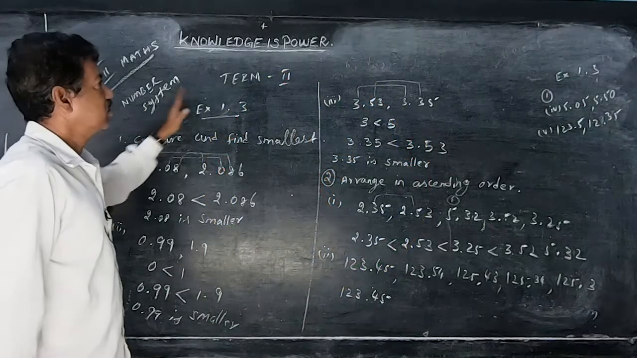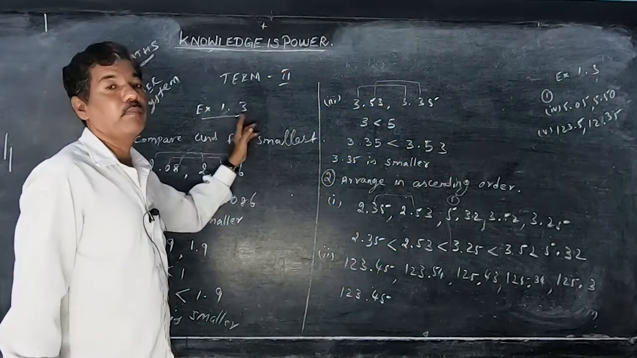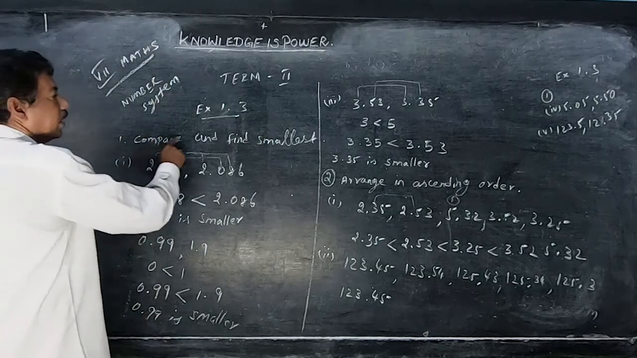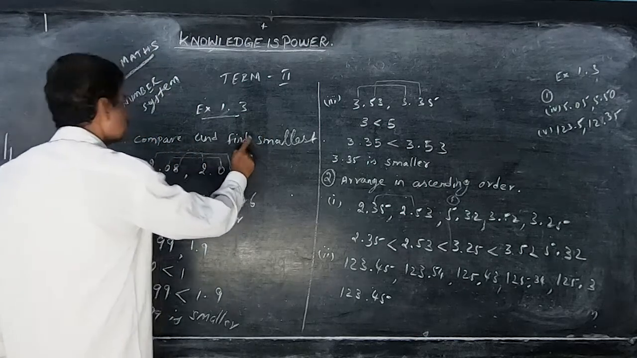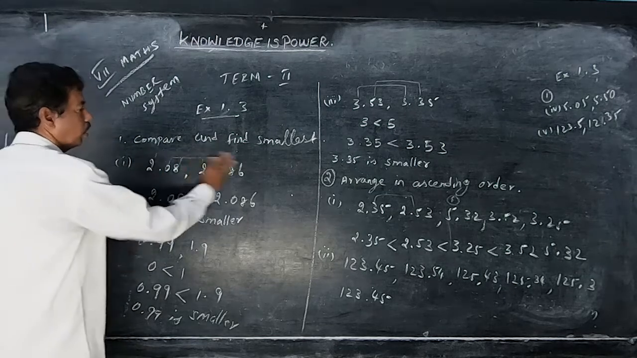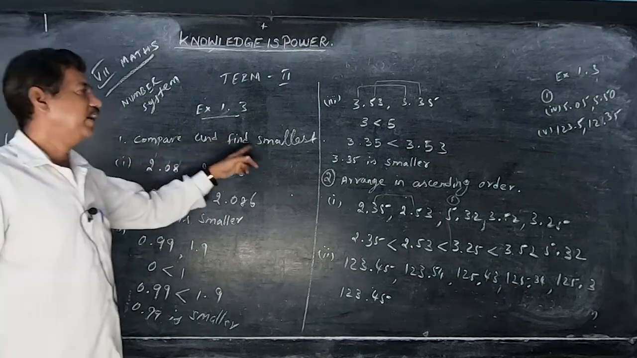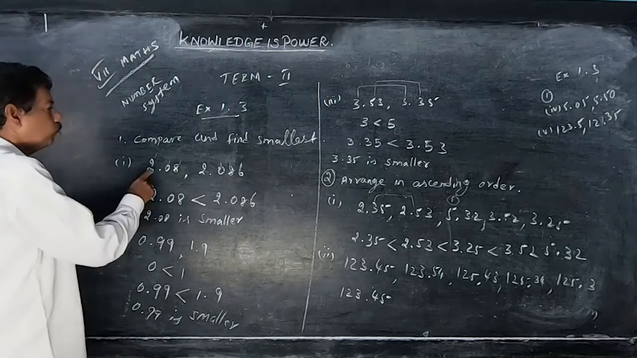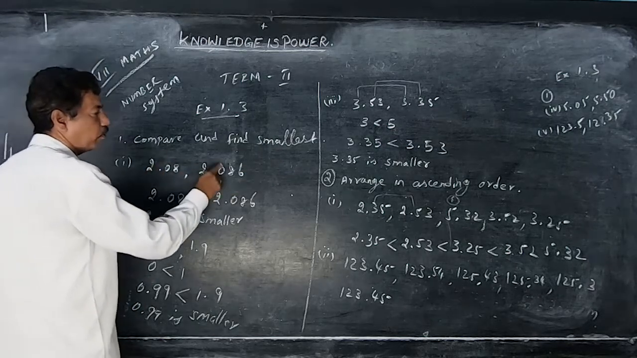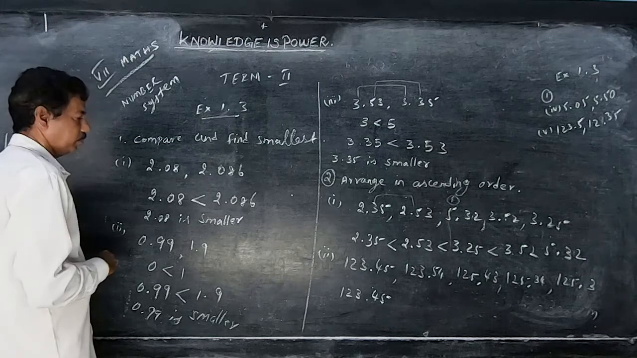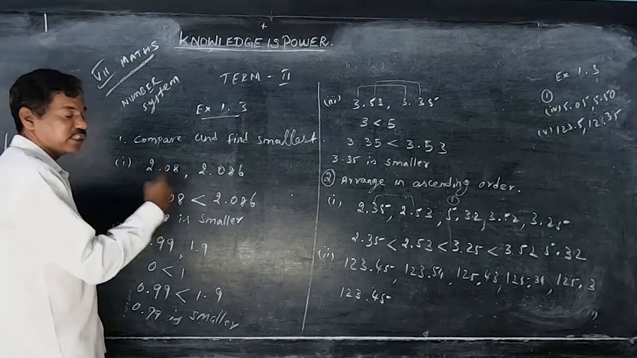7th standard maths, number system, term 2, exercise 1.3. In the first sum, compare and find the smallest. I am explaining, listen. Compare and find the smallest: 2.08 and 2.086. How do we have to compare the decimal numbers?